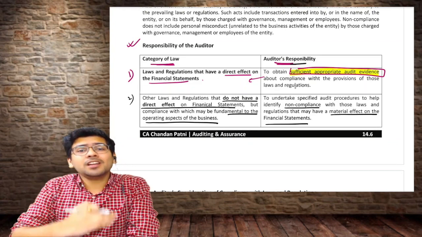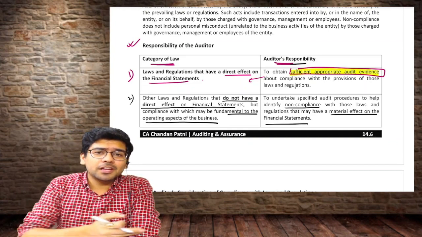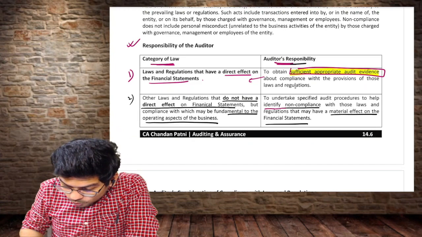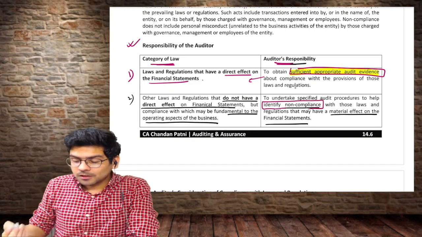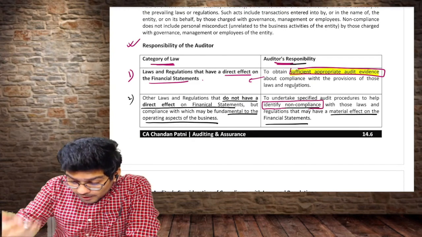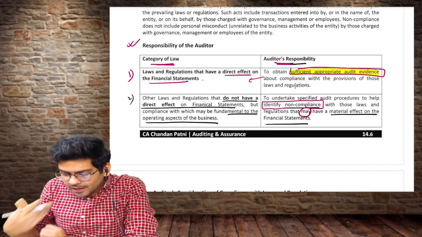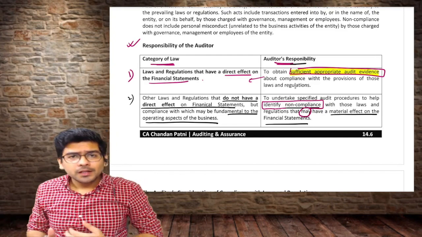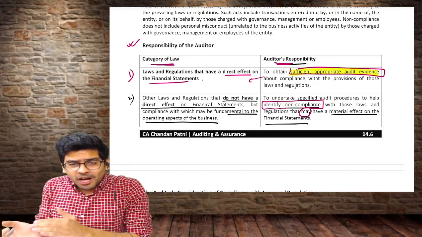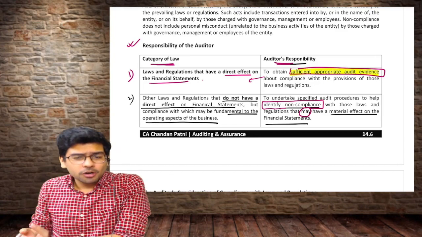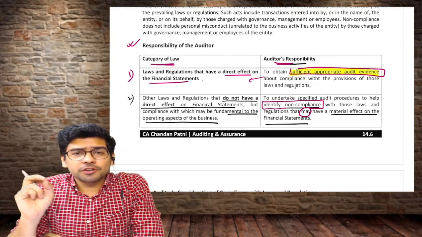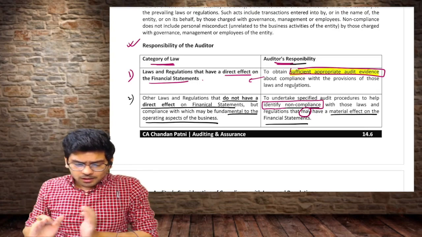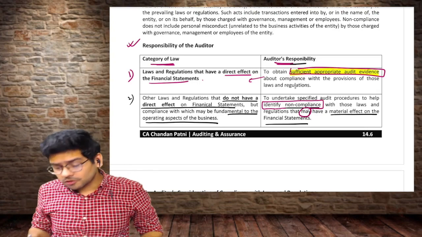But in case of the other laws, which don't have a direct effect on the financial statements, the auditor is going to identify non-compliance with other laws that may have a material effect on the financial statements. Again, whether it is going to have a material effect on the financial statements or not is a matter of professional judgment. So I hope you are clear with respect to the responsibilities of the auditor.